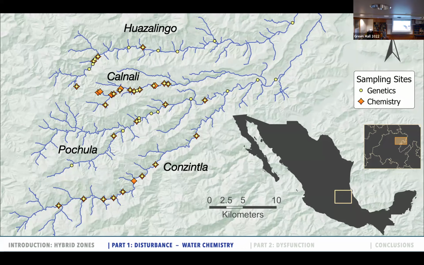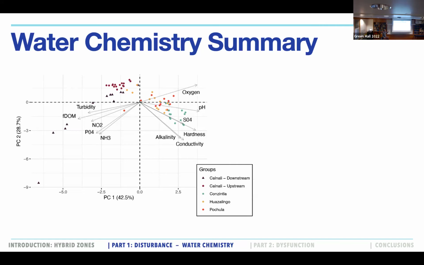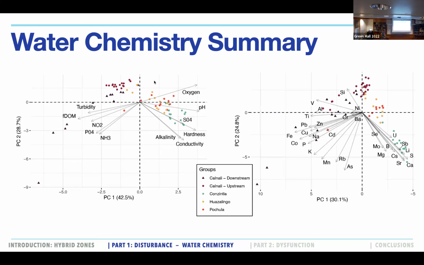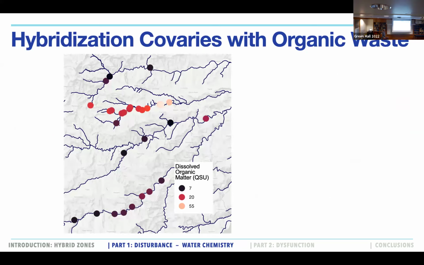I won't walk through each parameter in detail because there's dozens, but I will quickly flash a PCA. Just ignore the loadings for now and look at each river, where I split the upstream and downstream Calnali. This is non-metal parameters, and this is mass spec data of ions. We see surprisingly similar PCAs in each case, where we see clustering by river and then also clustering of the downstream Calnali different from the upstream Calnali. To put this in more intuitive terms, at least for me, we can look at a few representative parameters and how they play out on the map.